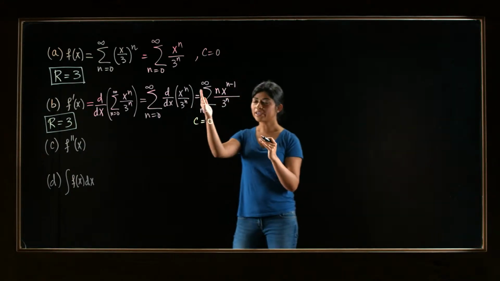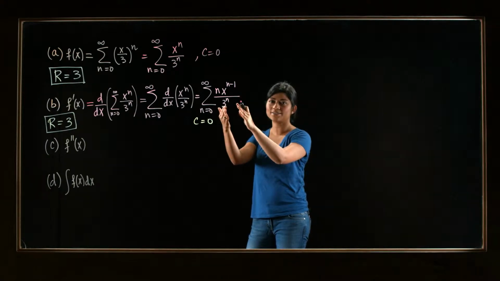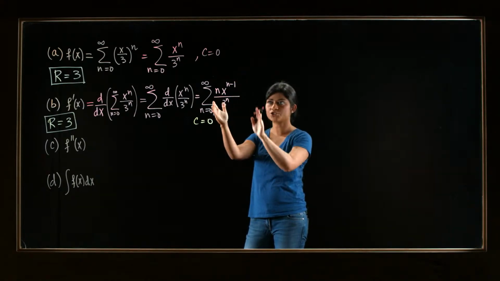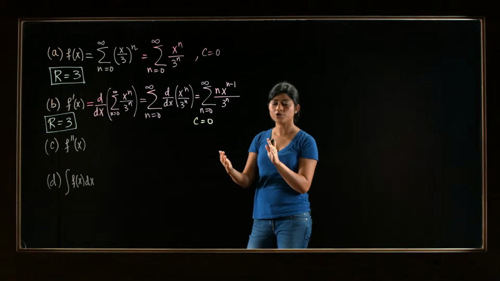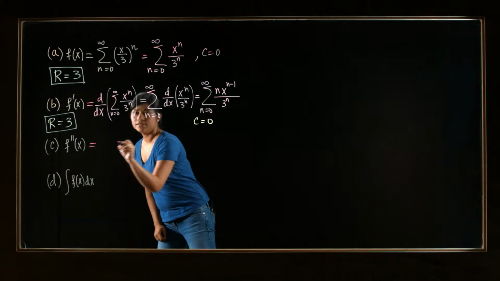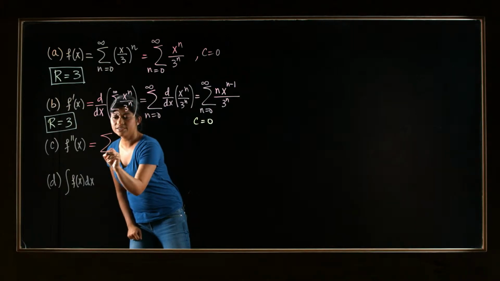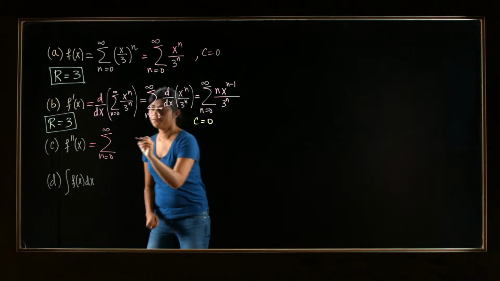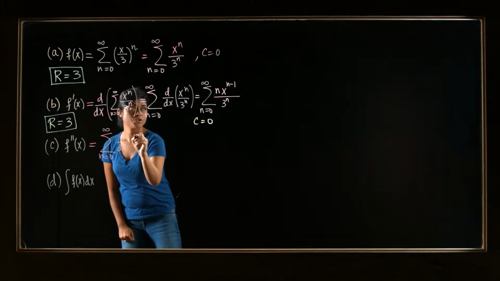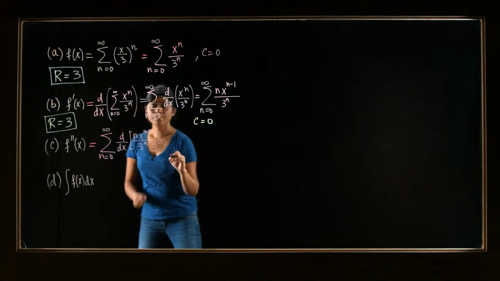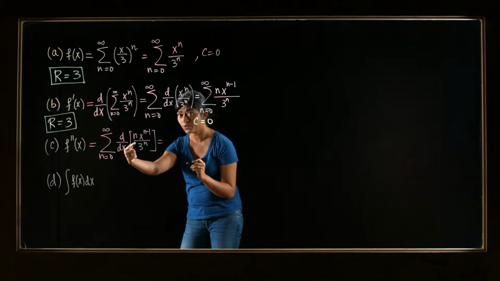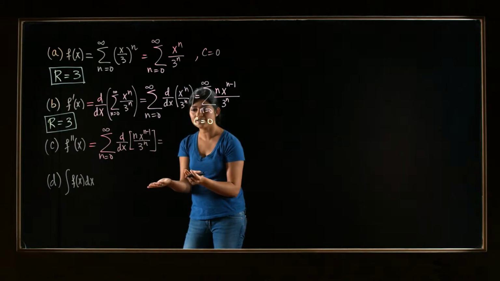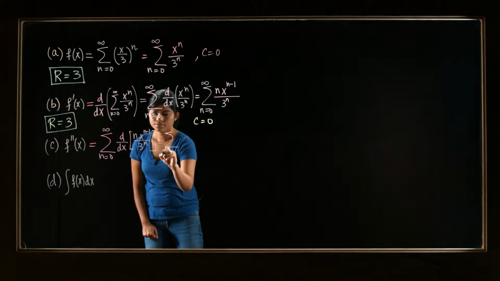And remember, taking the derivative of an infinite series is the same as taking term by term differentiation of each term and then adding them all together. So directly, let's write it down. So let's start with the series, and then we'll be taking the derivative of the nth term, n x to the n minus 1 over 3 to the n. And remember, this is the derivative with respect to x. N is considered constant.